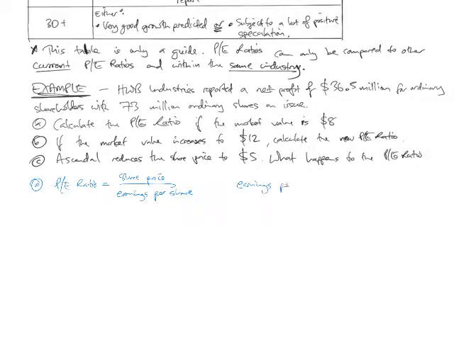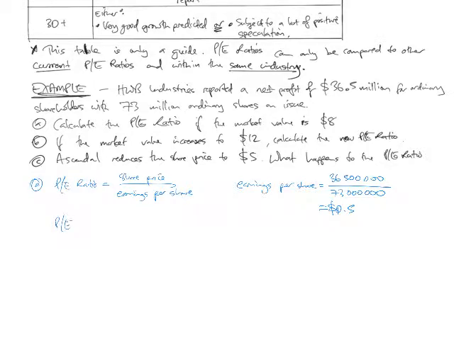Earnings per share equals the profit, 36.5 million, so 36,500,000, divided by the number of shares on issue, which is 73 million. So we need to work out what the earnings per share are. I just grab a calculator. 36,500,000 divided by 73 million, 0.5. So the company is earning 50 cents per share.